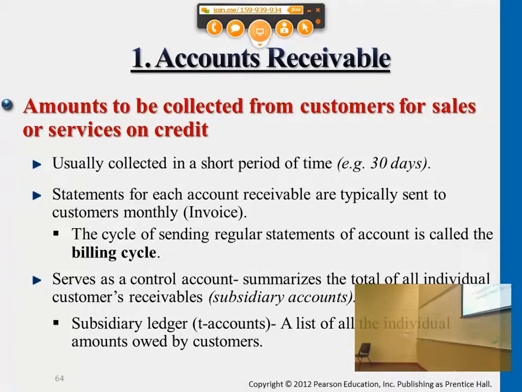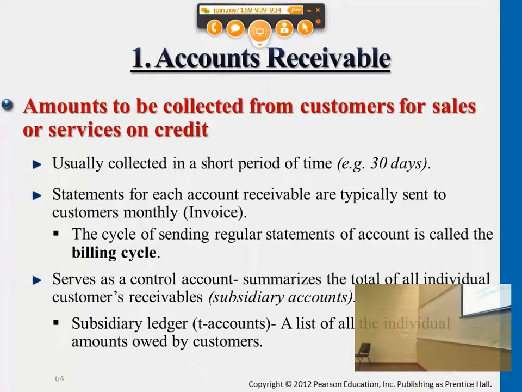The billing cycle starts once you provide the service, provide the goods to customer, then you would also attach an invoice to them stating the dollar amount that they owe you and also the dates that they need to pay back this money. Accounts receivable, again, is a promise of payment that you'll be receiving from customers and clients.